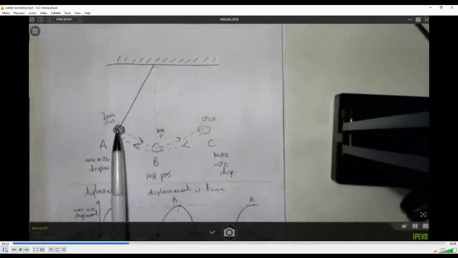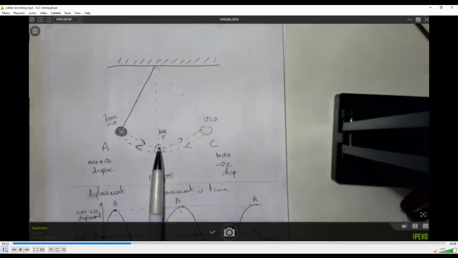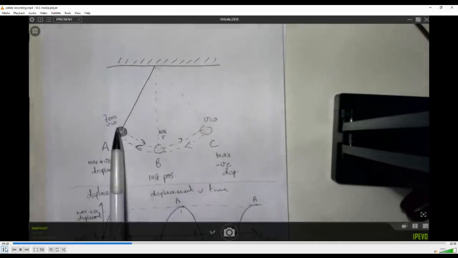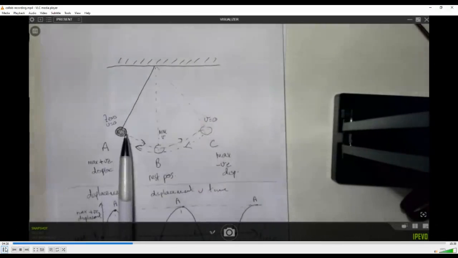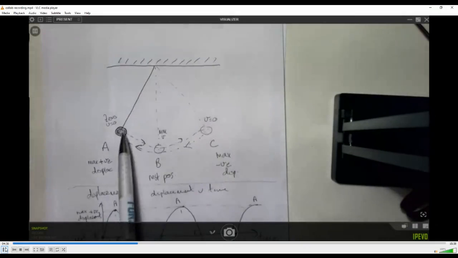So I'm moving from position A to position B to position C, down through position B and back to A. That's one complete cycle or one complete vibration, and the time taken for one complete cycle or one complete vibration is the periodic time. And that's what I'm going to want to measure today, the periodic time for this motion.